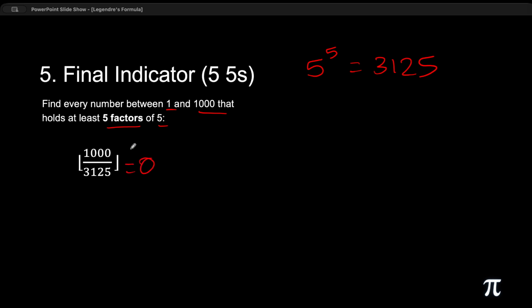Now, we could continue doing this again and again, but we're really just going to keep getting 0. So that means that we found all the multiples of 5 that have up to 1 to 4 factors of 5.